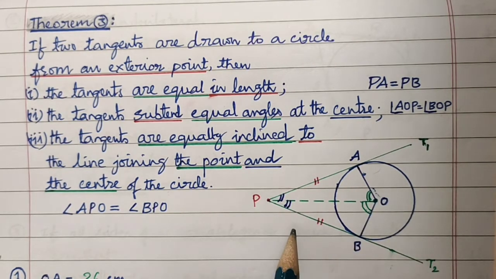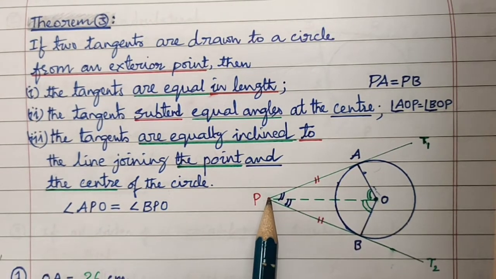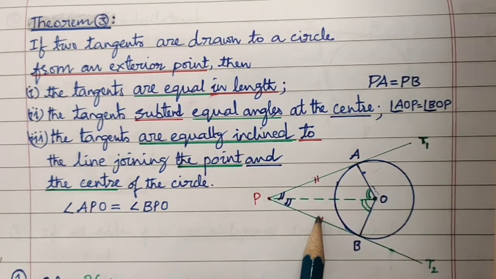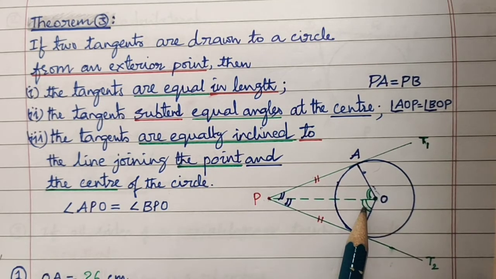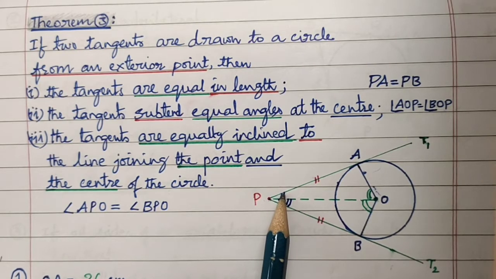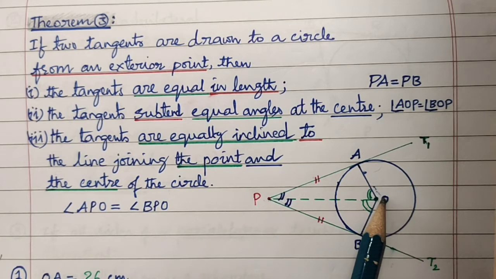The tangents are equally inclined to the line joining the center and the point. This angle is equal to this angle. That is, when two tangents are drawn from the same point, the lengths of the tangents are equal, the angles the two tangents make with the center are equal, and the angles made by these tangents with the line joining the center with the point are equal.